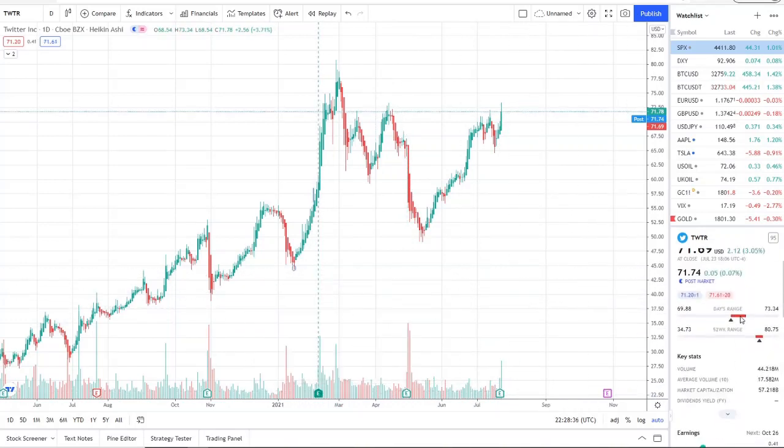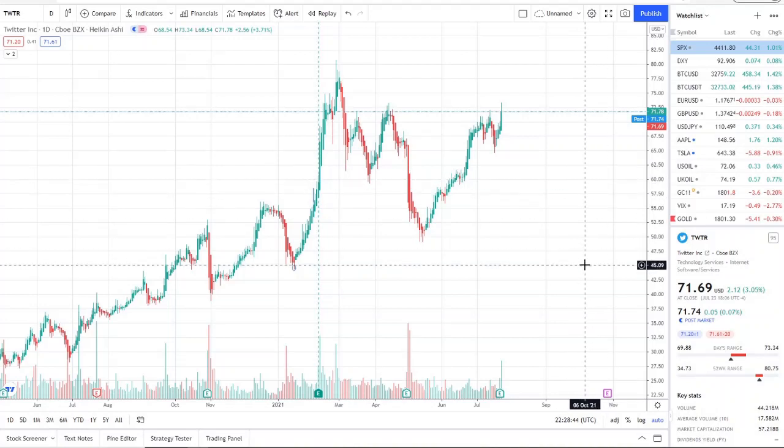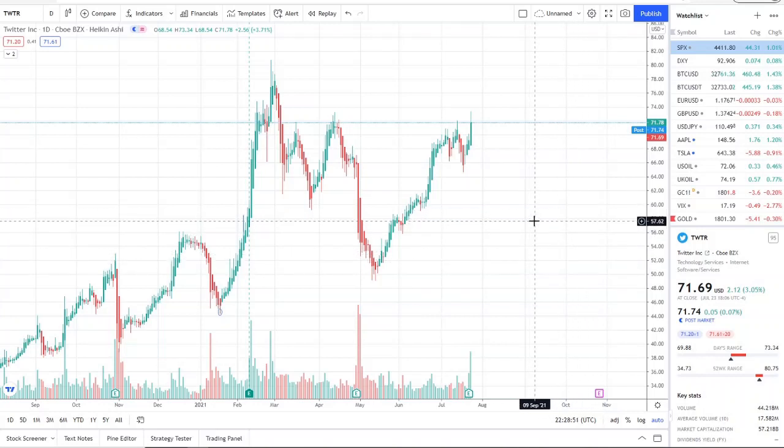There's a lot of room for Twitter to continue to grow, and through every single overreaction, it's presenting itself as an opportunity. So if you don't have Twitter on your watch list or you didn't pay much attention to it, it's definitely a stock to keep in mind moving forward.